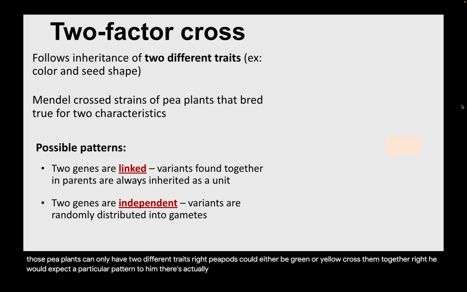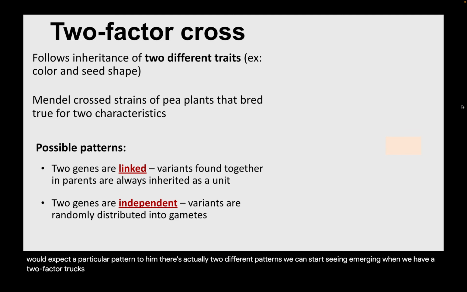There's actually 2 different patterns we can start seeing emerging when we have a 2-factor cross, right? Mendel typically saw that when 2 genes are crossed together, those genes were independent, right? They were randomly distributed into gametes. But as we'll see in the next few slides, researchers that expanded upon his idea also saw a different pattern: instead of the genes being independent, they were linked together, meaning they would always be passed down as a unit, as a pair, right? So these 2 different methods of being passed down.